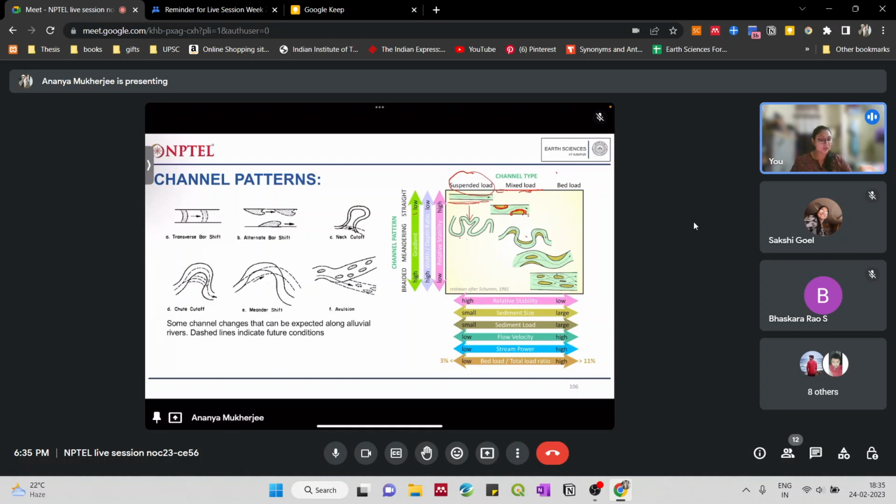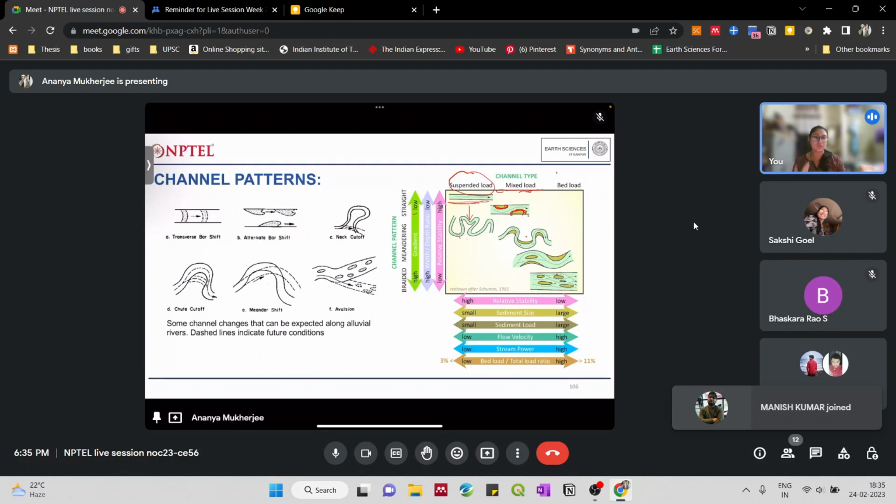Later on, it starts broadening a bit more. The channel starts broadening, but there are a lot of depositions in the middle of the channel, and it becomes more braided in nature. So these are mostly braided channels, these are meandering channels, and these are straight channels. This is Schumm's classification.